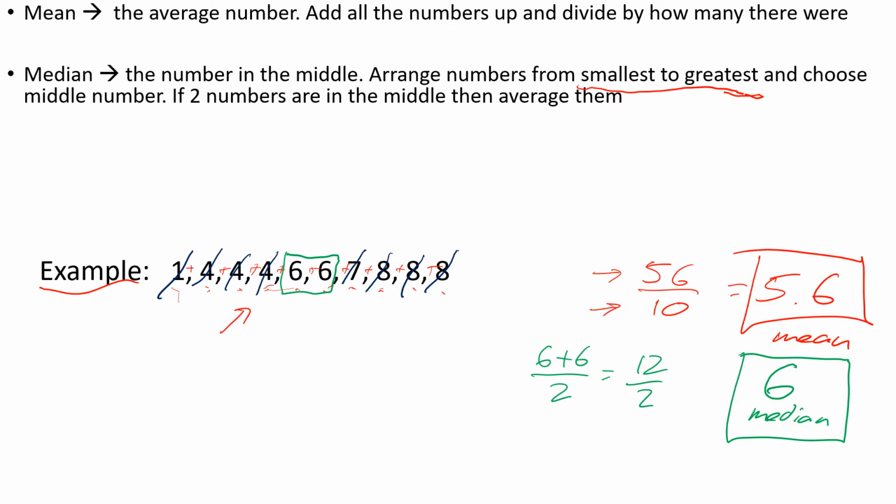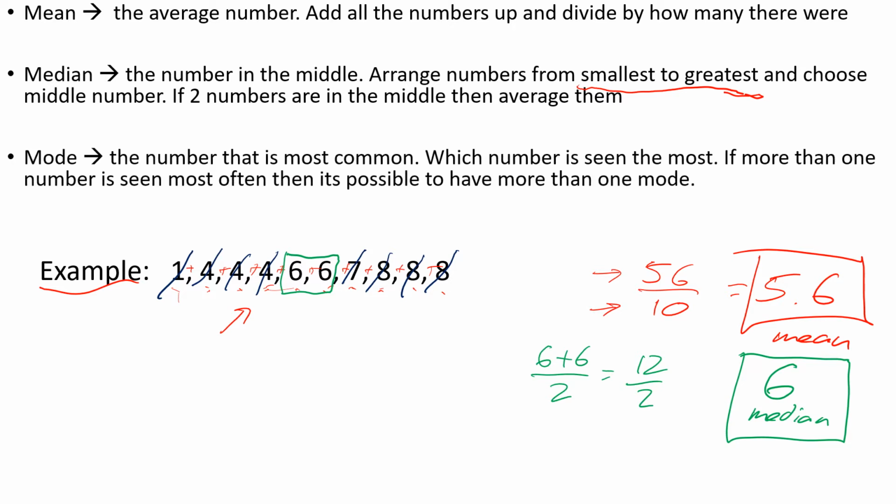Now, the next way that we're going to find out our central tendency is looking at what is called the mode. It is the number that is the most common, which number we see the most. If more than one number is seen the most, then it is possible to have more than one mode. So we're going to take a look at which one is the mode, and we see this number 4 is written 3 times.